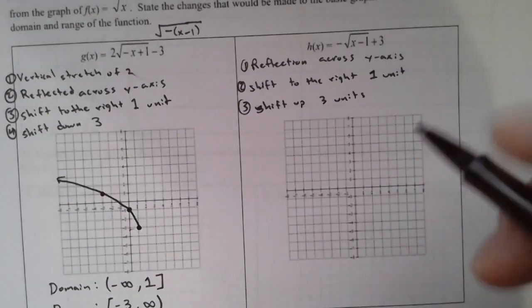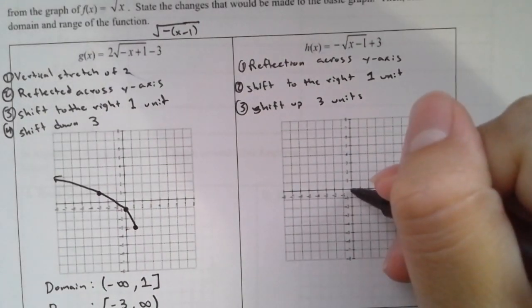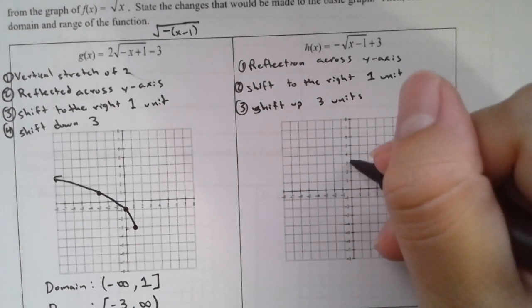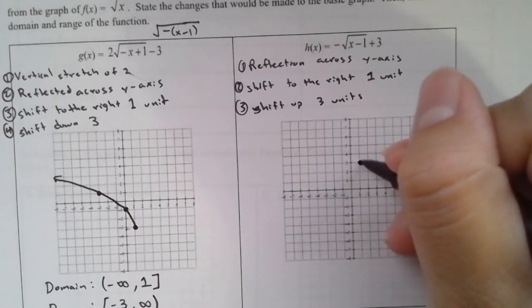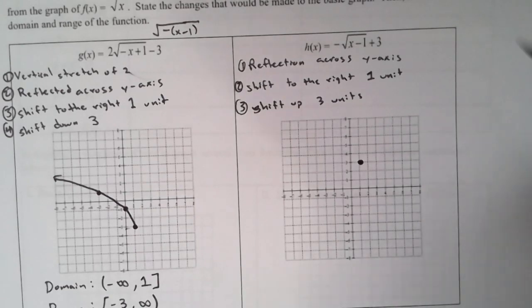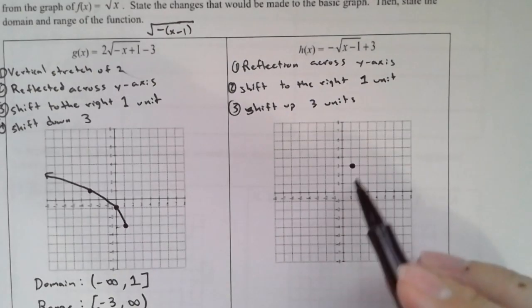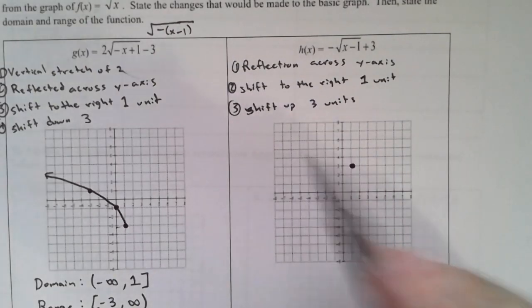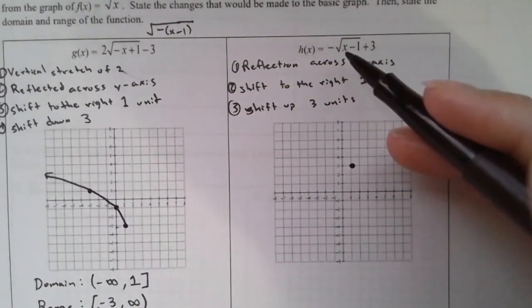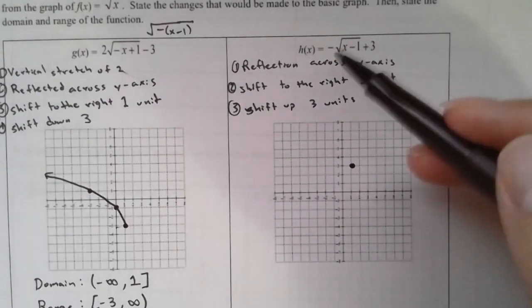What does h of x look like? I start from the origin usually, but instead I'm shifting up 3 units and then to the right 1. So here's where I'm starting. Now I have a reflection over the y-axis, so instead of going this way, I go this way. Notice that there's no stretch, there's no change, and actually, wait, didn't realize.